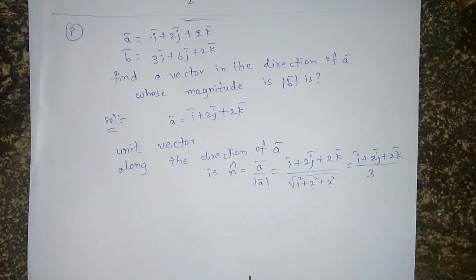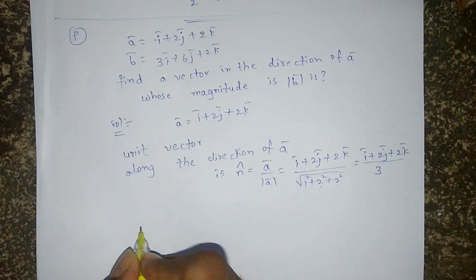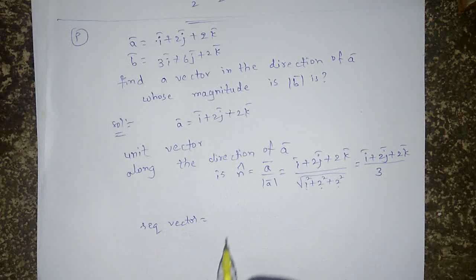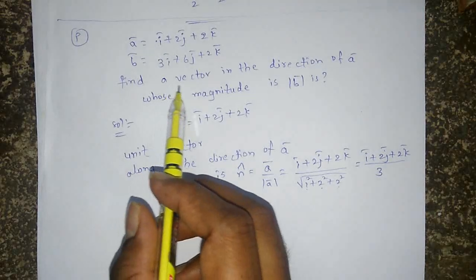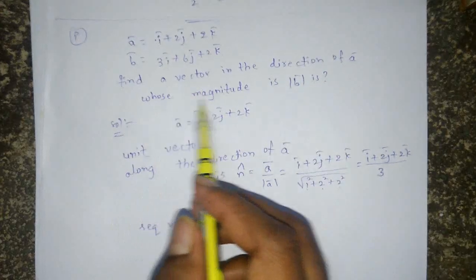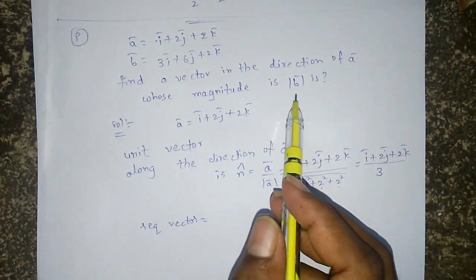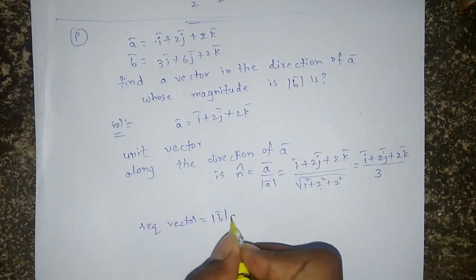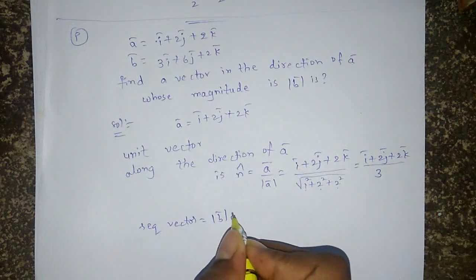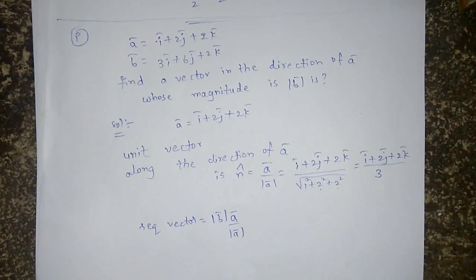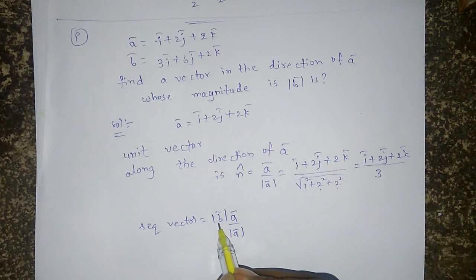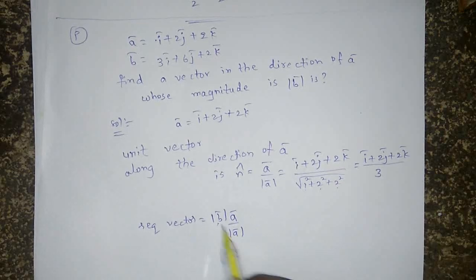Okay. So now what is the required vector? Find the vector in the direction of A bar whose magnitude is mod B bar. So it will be mod B bar into the unit vector along the direction of A bar. Because the unit vector's magnitude is 1 and mod B's magnitude is mod B, the required vector has magnitude mod B.